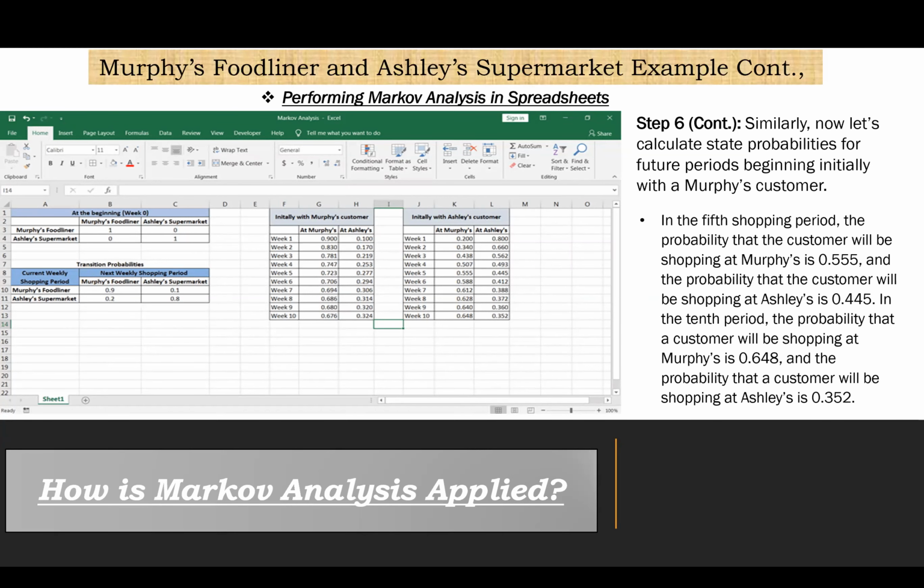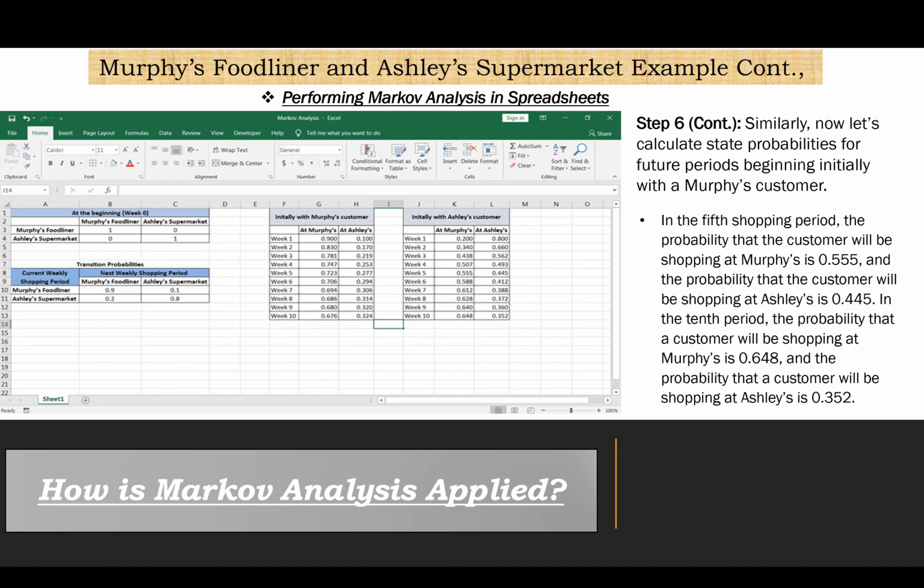Now let's calculate the state probabilities for future periods, beginning initially with a Murphy's customer. In the 5th shopping period, the probability that the customer will be shopping at Murphy's is 0.55, and the probability that a customer will be shopping at Ashley's is 0.44.